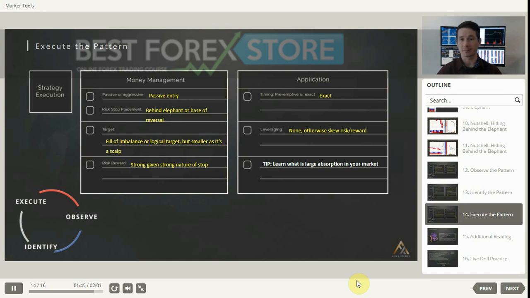Okay, in terms of the tip for this strategy, learn what is large absorption in the market. We spoke about this quite extensively in the strategy. If you know what large absorption is, you'll know when there's an elephant in the market, and you'll be able to take advantage and nick some ticks.